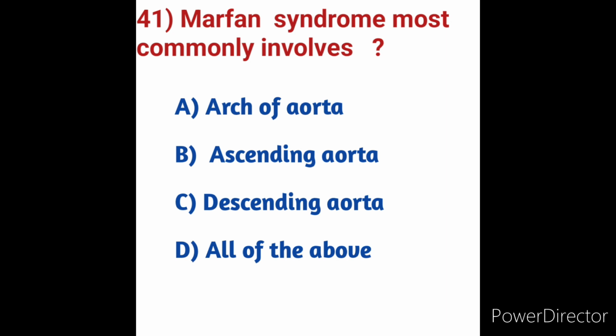Marfan syndrome most commonly involves. See the options here. Option A, arch of aorta. Option B, ascending aorta. Option C, descending aorta. Option D, all of the above. What is Marfan syndrome? We have to know. Marfan syndrome is inherited as an autosomal dominant condition. Dominant genetic disorders occur when only a single copy of the abnormal gene is present. Marfan syndrome is a systemic disorder of connective tissue caused by mutations in the extracellular matrix protein fibrillin.